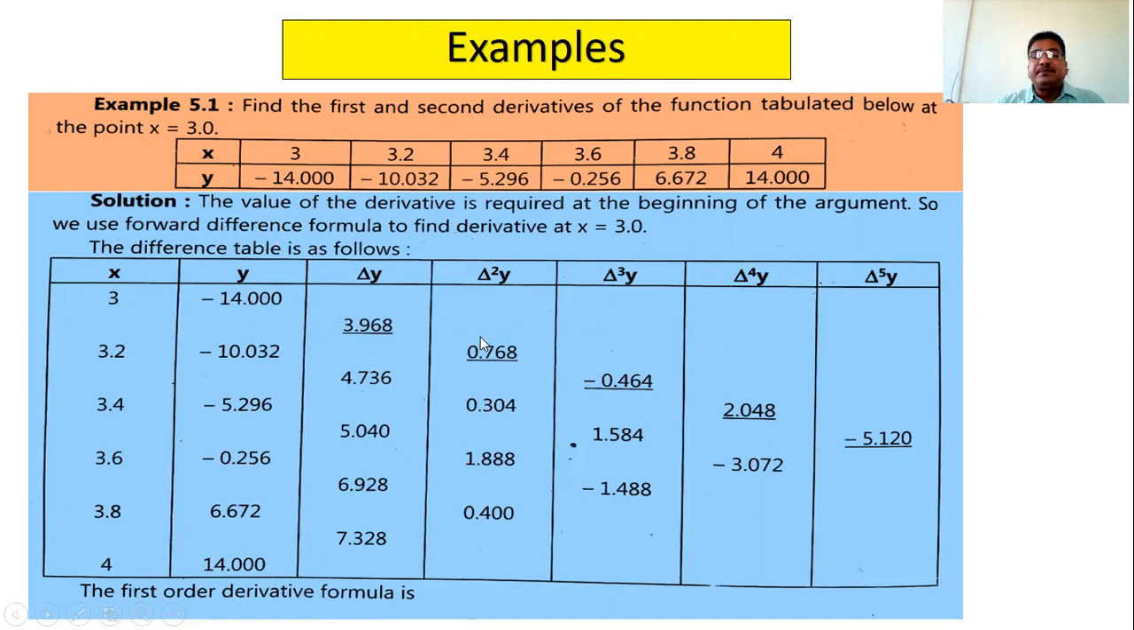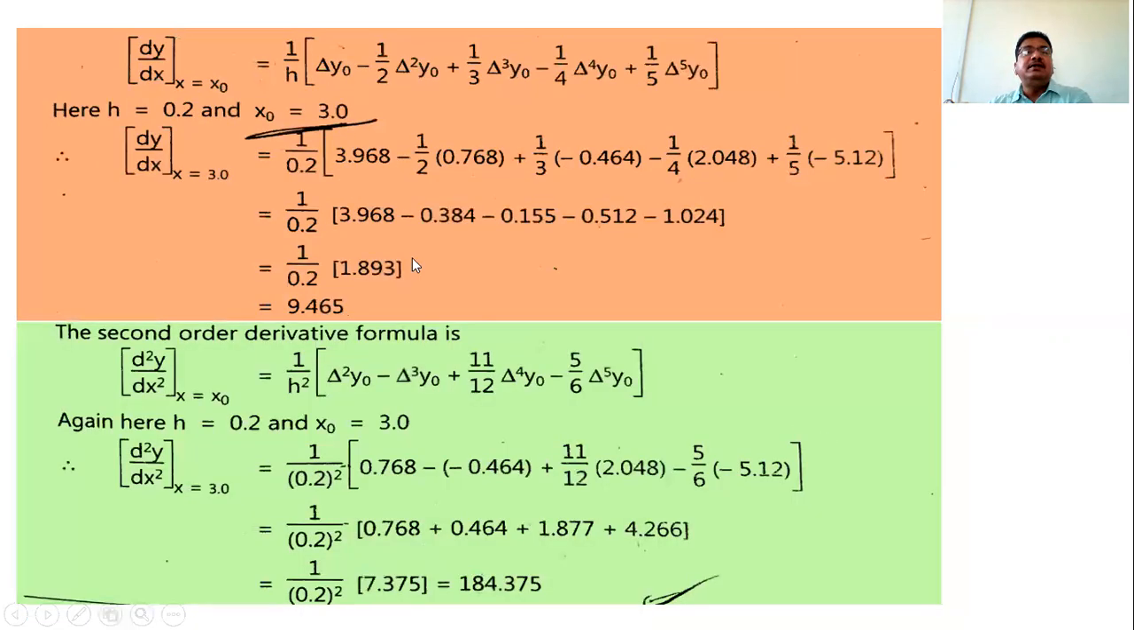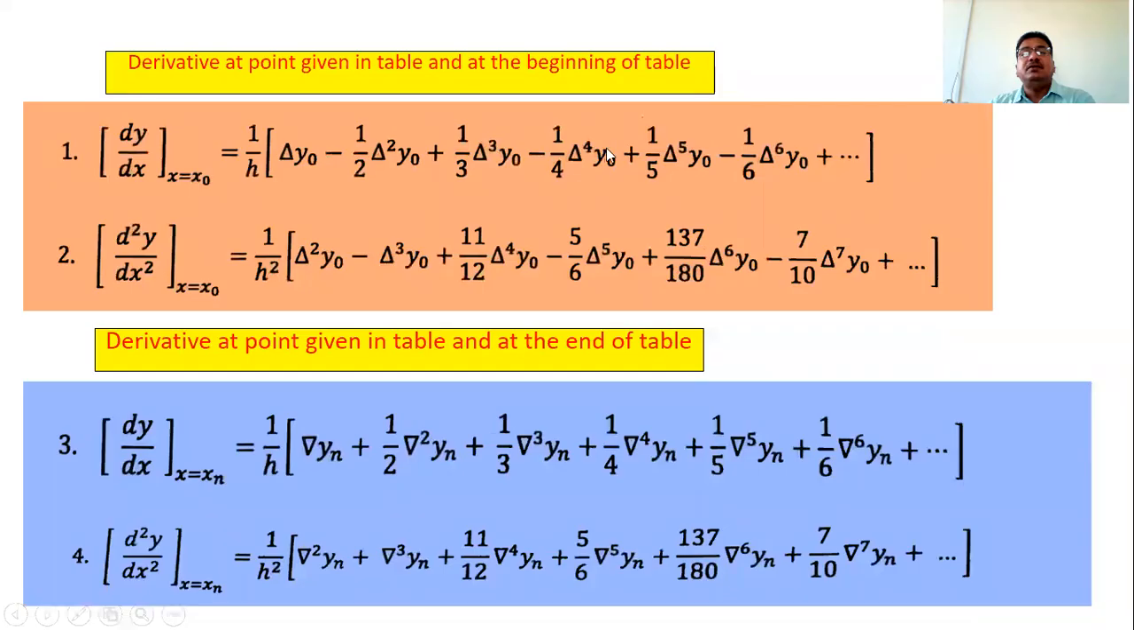These values. This is delta y naught. This is y naught. This is x naught. This is y naught, delta y naught, delta square y naught, delta cube y naught, delta raised to 4 y naught, delta raised to 5 y naught. So write the formula for dy by dx at x equal to x naught, which is 1 by h, and write the formula up to delta raised to 5 y naught. So this is the formula.